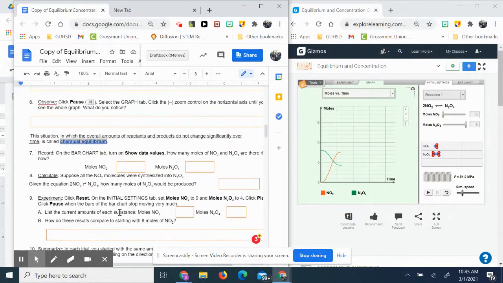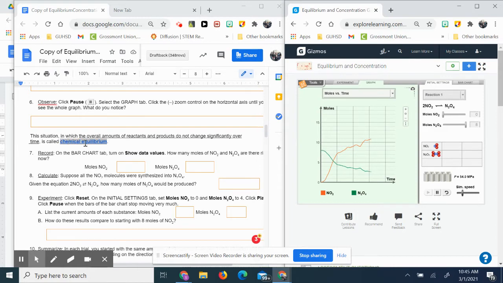So in this situation, you see it says the overall amounts of reactants and products do not change significantly over time. That's called chemical equilibrium. If I play this again, you start to see the graph kind of flatline out. At that flatline point, you've reached chemical equilibrium, and the rate of the forward reaction is equal to the rate of the reverse reaction. So you reach this stability point.